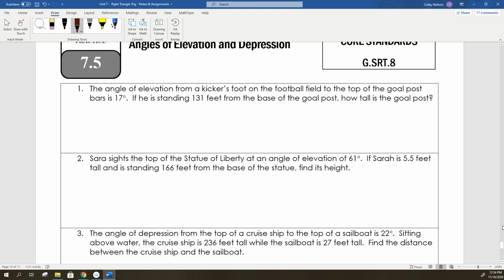All right. So the rest of the week we'll have some activities that will help us practice this stuff. But for now, that is the 7.5.